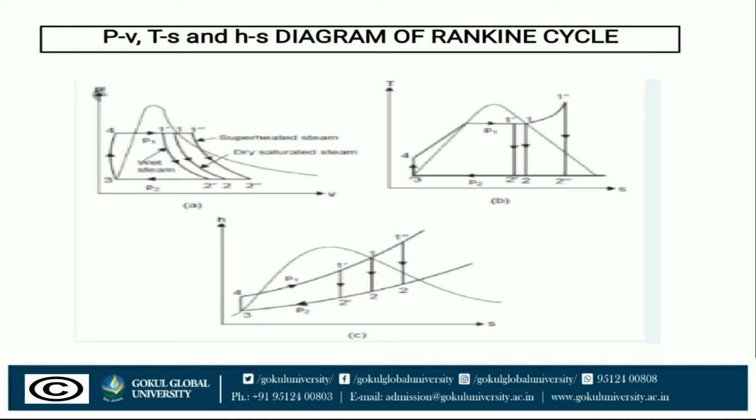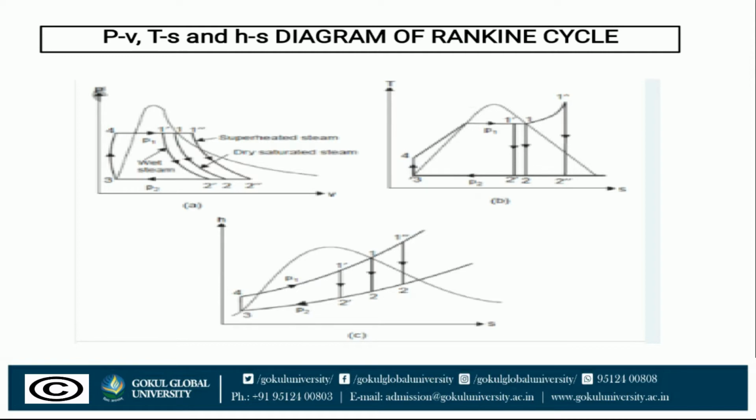Process number 1 to 2. The water at constant pressure P1 is heated in the boiler until the saturation temperature is reached. Process 1 to A: saturated water is converted into dry saturated steam. Process A to 2: wet steam, dry saturated steam or superheated steam, at constant pressure P1.